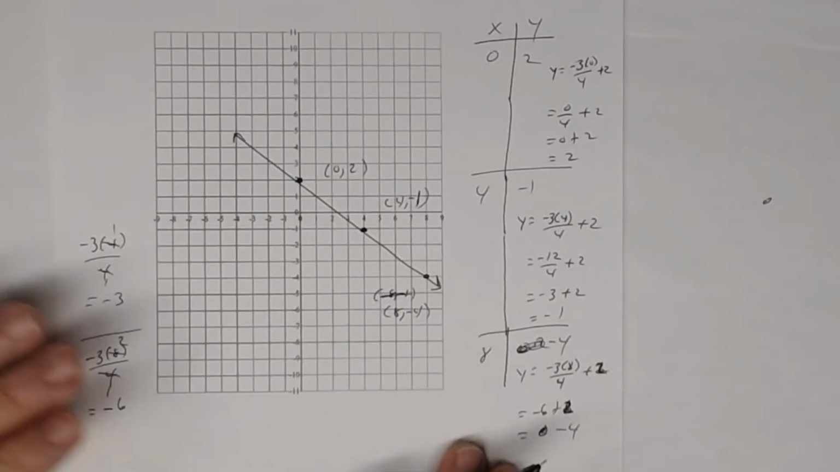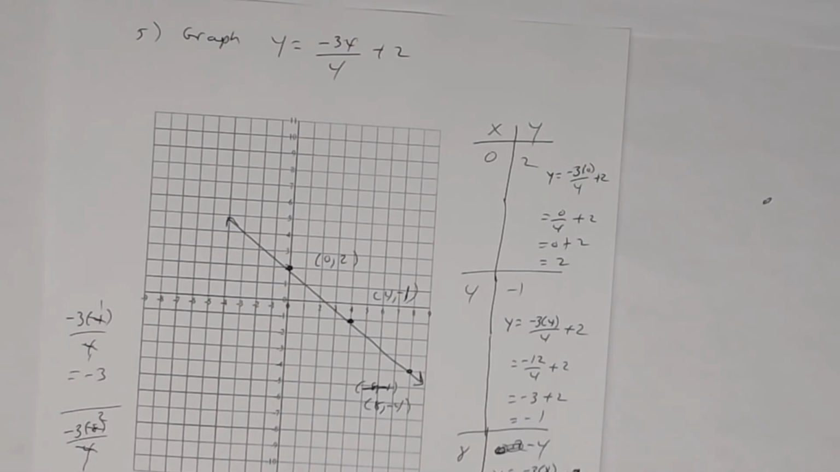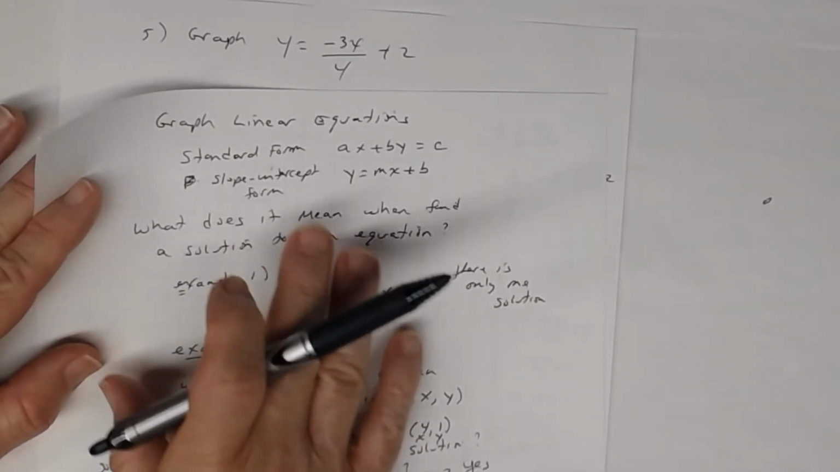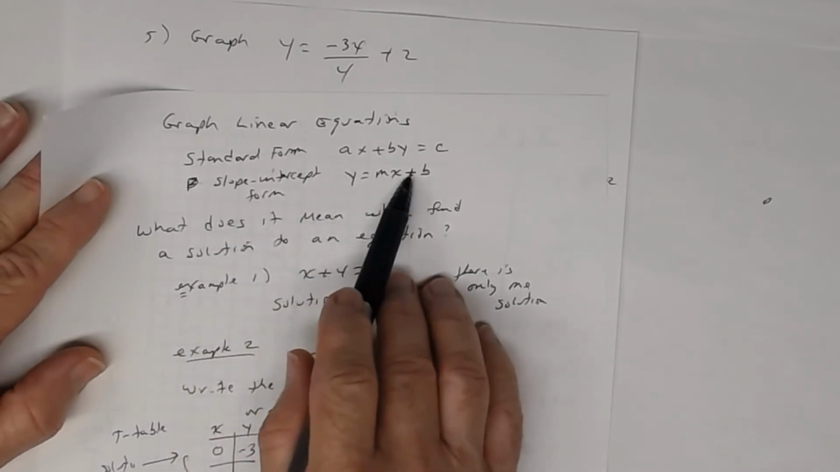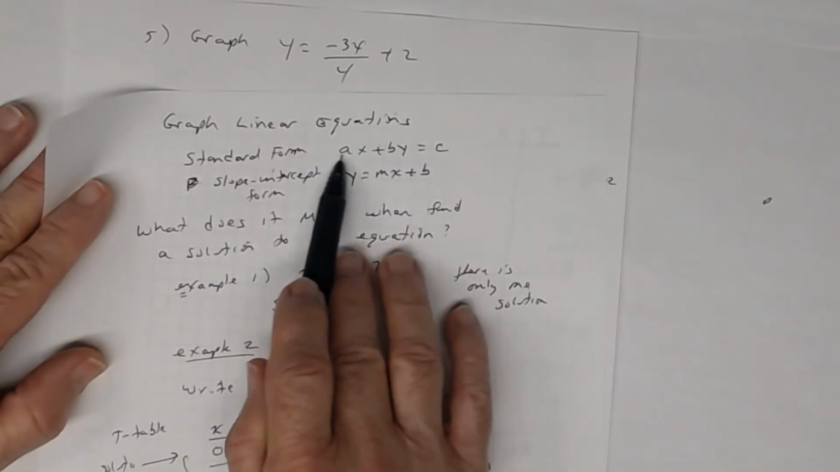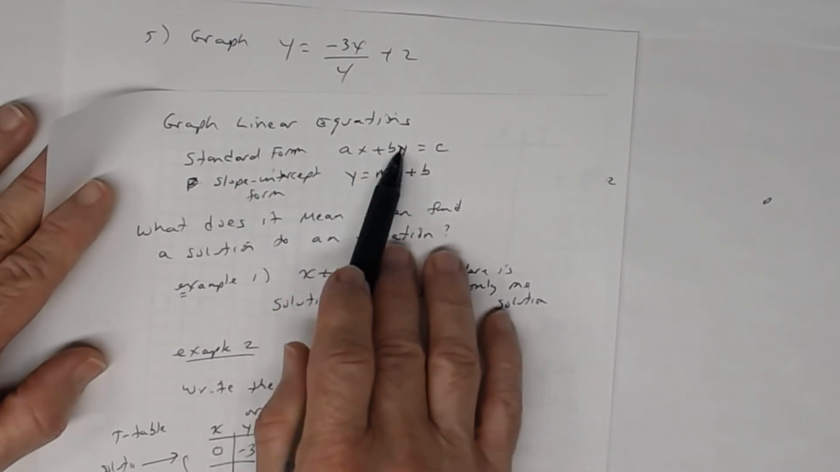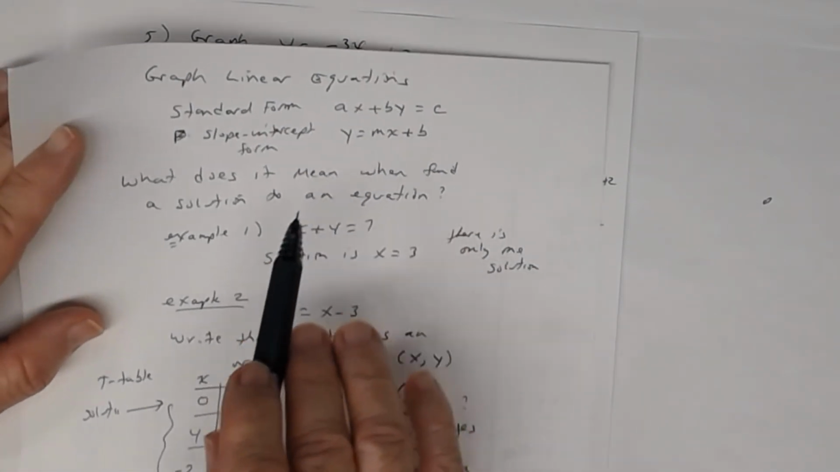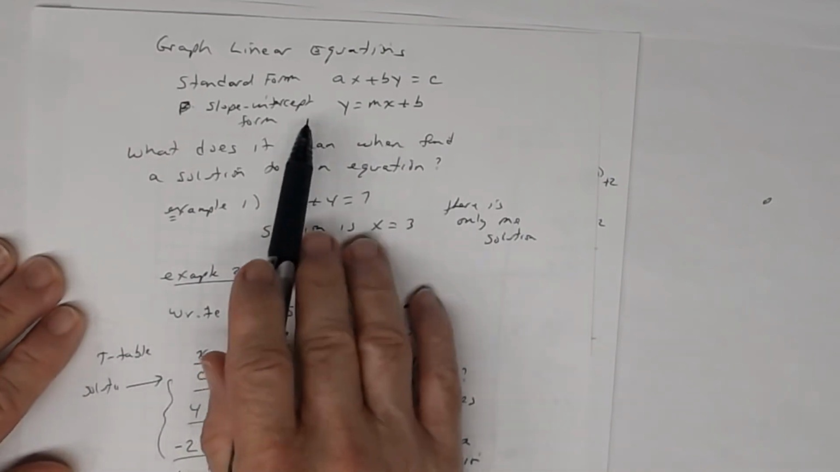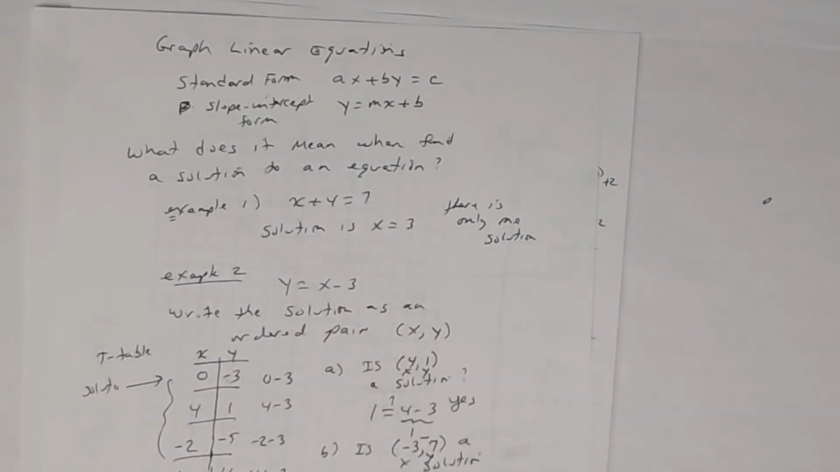All right, so all we did in this lesson, let me just summarize, is graph linear equations where y is by itself. In the next lesson, we're going to look at the ones in standard form. Okay? So that is the end of this lesson on graphing linear equations in which y is by itself.